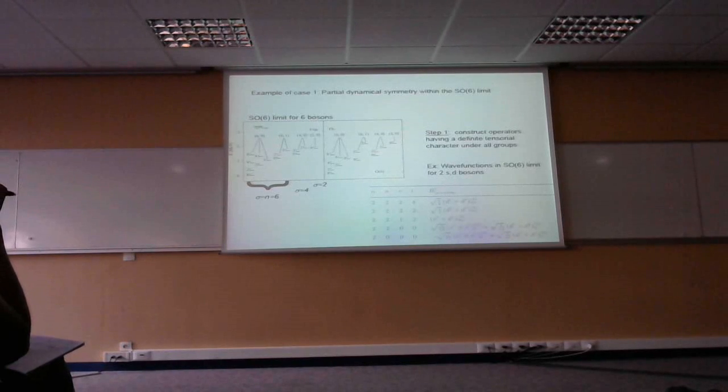The expression is given here. It's minus the square root of a term, s† coupled to 0, and then plus the square root of 5 divided by 12, d† coupled to 0. Now, this we can use now to construct a partial dynamical symmetry. How?